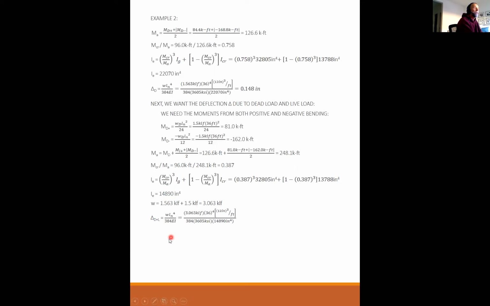And so M cracked over MA is 0.387. Plug it back into the equation. And effective moment of inertia, 14,890. And I use my equation, put in my effective moment of inertia, and I get a total deflection of 0.431 inches. Live load deflection is then the difference between the two. 0.431 minus 0.148 gives me 0.283 inches of live load deflection.